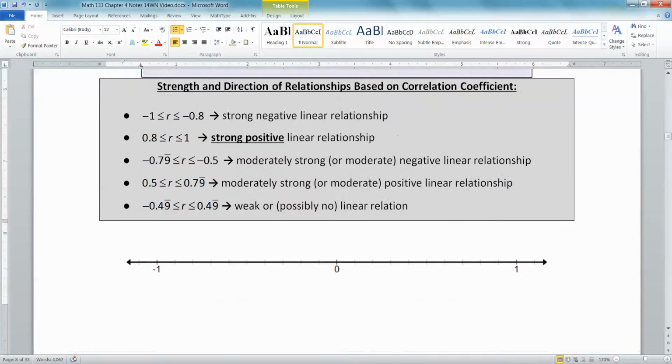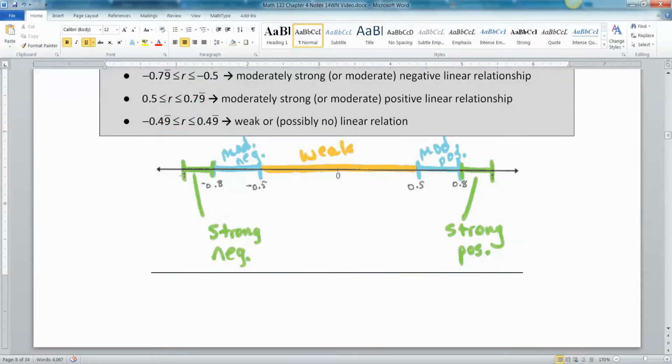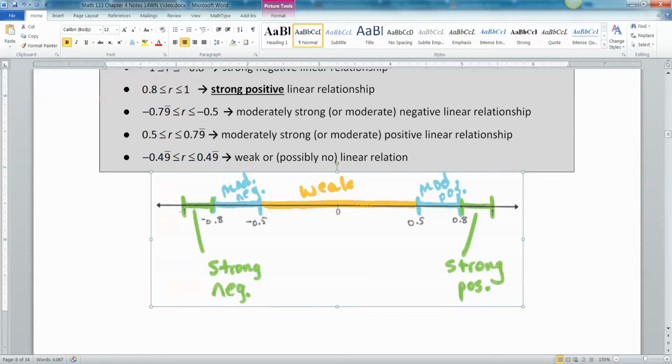Okay, let me get you a picture of this on the number line real quick. There, that's kind of the best I can do. It's a by hand drawing that I did in class. So you can see over here is strong positive from 0.8 to 1. Over here is strong negative from -0.8 to -1. Here's the moderate positive, here's the moderate negative, and all the stuff in between is the weak.